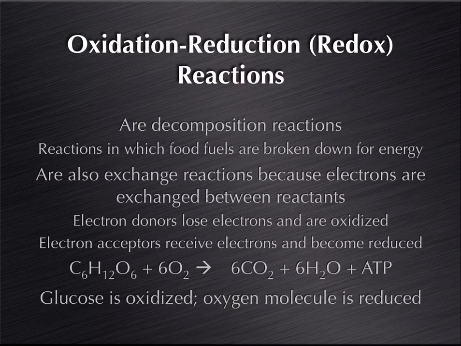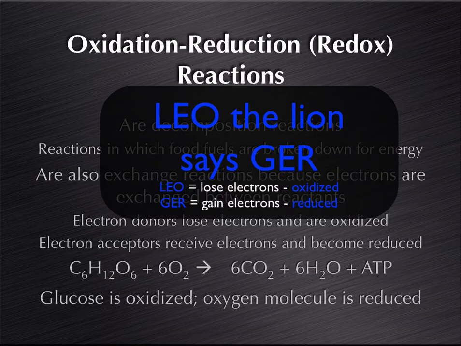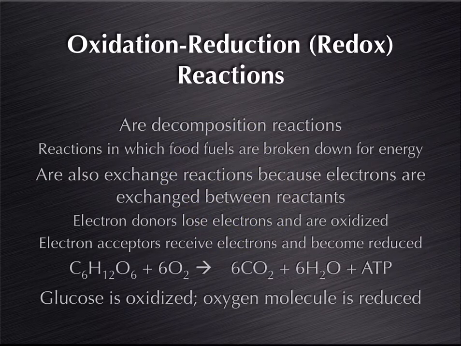The handy little phrase here is Leo the lion says grr. Now, that's appearing on screen right now, and yes, I realize that that is probably not how you would spell grr, but just bear with me. L-E-O, lose electrons, oxidized. G-E-R, bad way to spell grr, but it works here. G-E-R, gain electrons, reduced. So hopefully that will help you keep this straight. If any atom or molecule is losing electrons, it is being oxidized. If it's gaining electrons, it's being reduced.